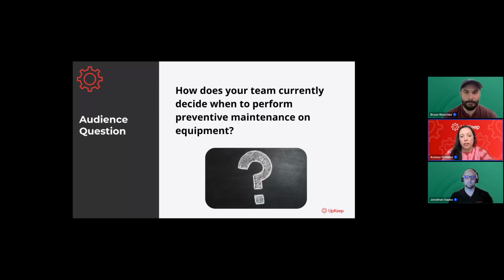So for the audience, how does your team currently decide when to perform preventative maintenance? I'm seeing a couple answers. I'm seeing a lot of manufacturer recommendations. They're a good starting point. Meter-based. Yeah. Time-based. Yep, time-based. Yeah, Garrett, you hit the nail on the head. That's right. OEM can provide the idea or the starting point, but it really depends on your environment, your context, your age, the skill sets. All of these things matter, right?